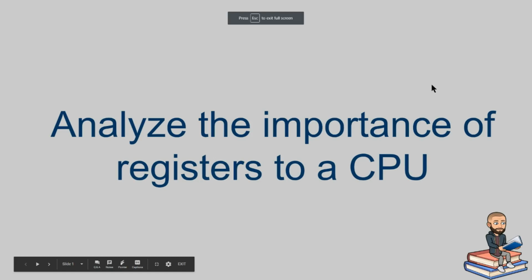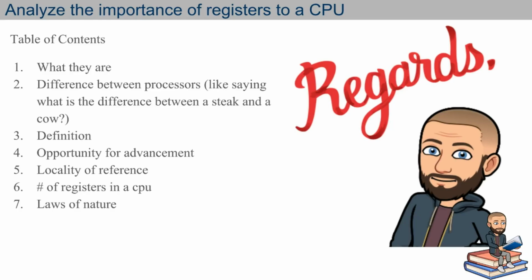The objective today is to analyze the importance of registers to a CPU. So in terms of a table of contents, I'm going to tell you what registers are. Then we're going to talk about the difference between processors. And that's kind of funny to say because it's like saying, what's the difference between a steak and a cow? You know, because a steak is inside of a cow, a register is inside of a processor. But anyways, after that, I'll go ahead and just give you a straight up definition, see if that helps.